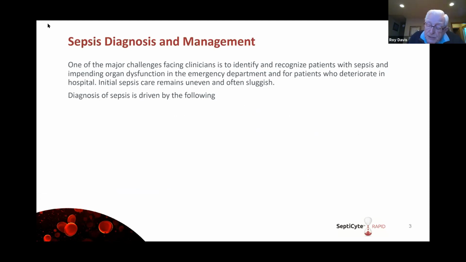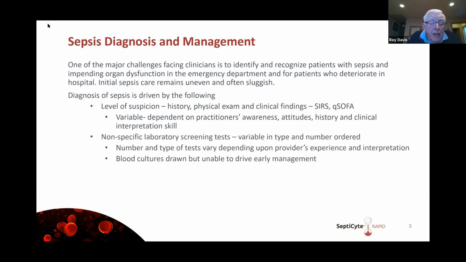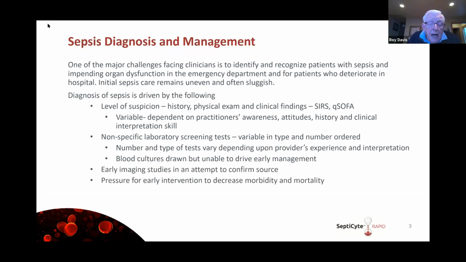The diagnosis of sepsis is driven by a number of factors. One is the level of suspicion, the history, physical exam, clinical findings, and today the SIRS and qSOFA criteria. This is variable depending on the practitioner's skill. There are multiple non-specific laboratory tests that we use, including blood cultures, which are drawn but unable to drive early management. Early imaging is used in an attempt to find and confirm the source of the infection. And then there is the pressure that we have today for early intervention to impact morbidity, mortality, and outcomes overall.